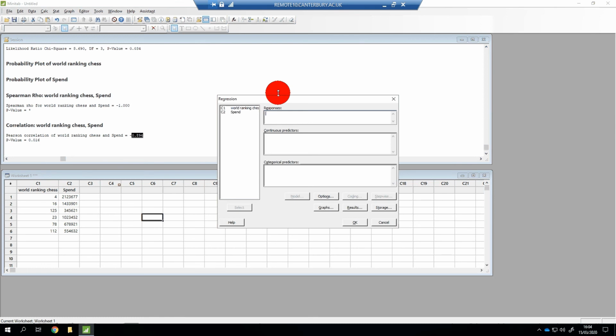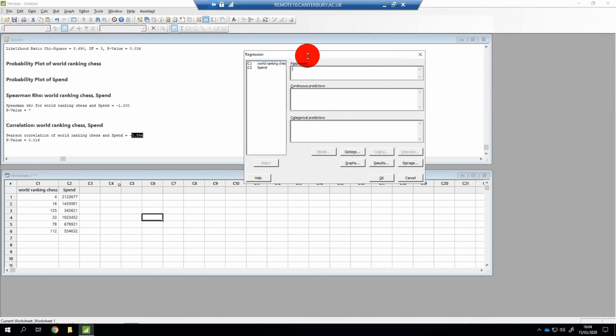and it'll come up with this box and it'll ask me, what are the responses of your regression? What is the thing you think is responding? So what should go on the y-axis of your regression, if you see what I mean. The response is whatever's being influenced. Now, you're assuming there's a causal relationship here. You can't necessarily conclude that, but you could speculate. What is causing what? What is affecting what? And I think in this case, it's quite obvious that the assumption we would make is that the thing being affected is the ranking, because what we're spending is going to influence the ranking. So the response should be the world ranking in chess, and the predictor should be the spend.